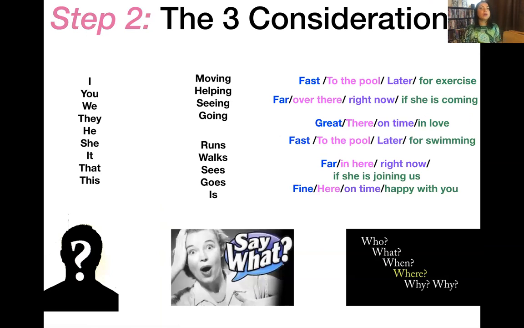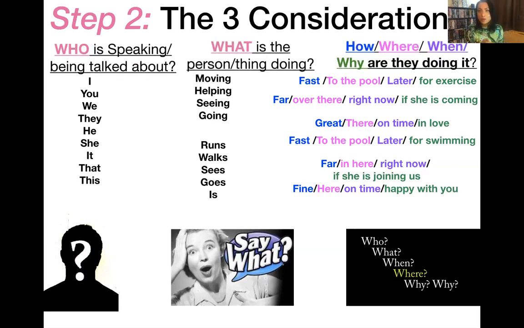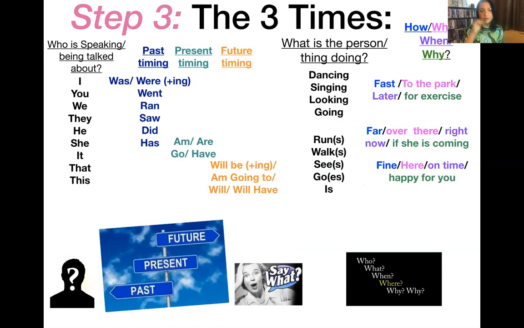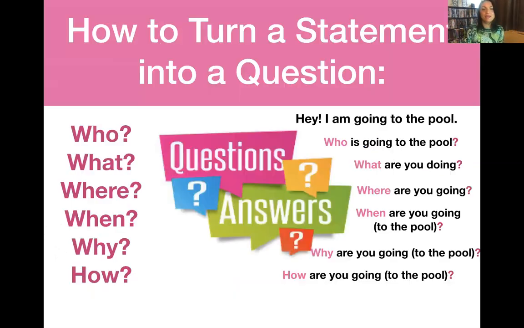Step number 2, who remembers our 3 considerations, the first 3 things we think about? Who is speaking, or who are you speaking about? What are they doing? And how, where, when, and why are they doing it? We added step number 3, which is our timing. So we've got the past, the present, or the future timing. So when is this happening?